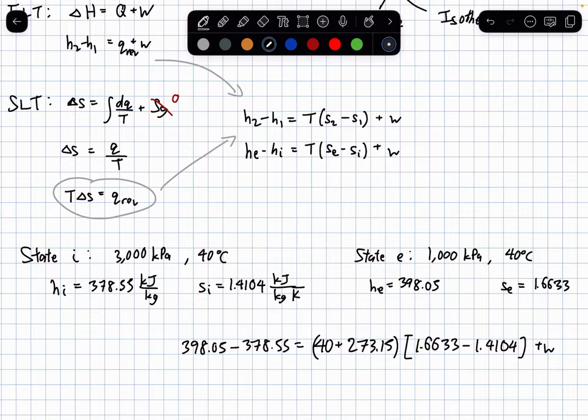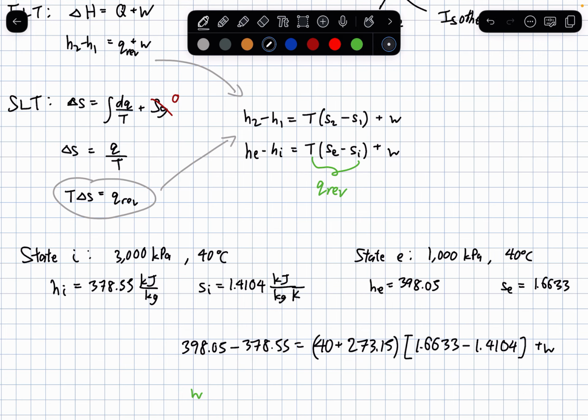Shift solve. At this point, we're looking for work. But note, remember this one is Q rev. We'll calculate that in a separate computation. For now, just shift solve. 398.05 minus 378.55 equal to 40 plus 273.15 times the quantity 1.6633 minus 1.4104, plus x. Shift solve.